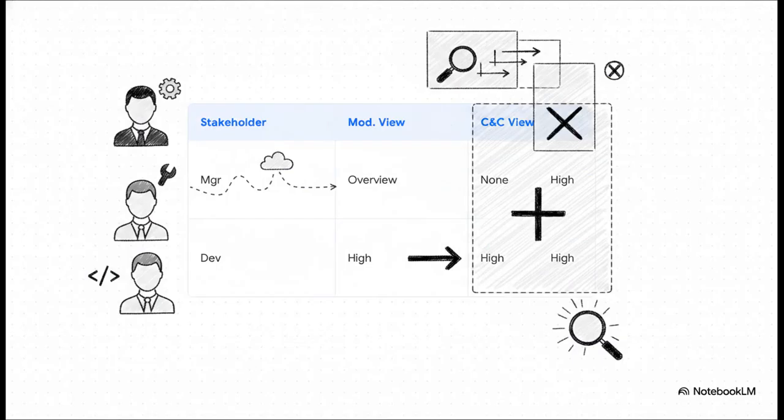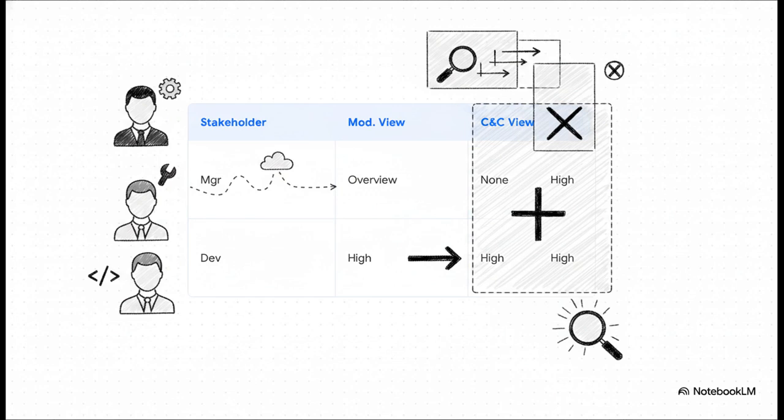Let's unpack that first step. Just literally map it out on a grid. Put your stakeholders down the rows and the potential views across the columns. Then you just fill in the cells with the detail level they need. None, overview, moderate, or high detail. This is a real game changer because it instantly shows you where to focus your energy.